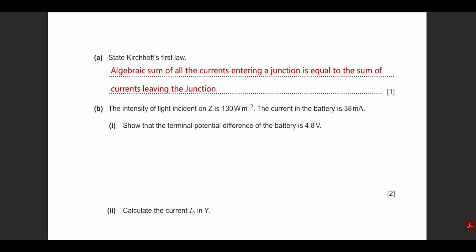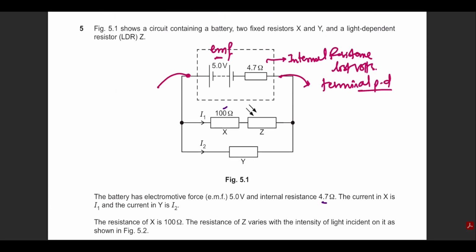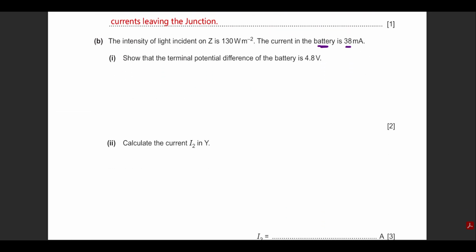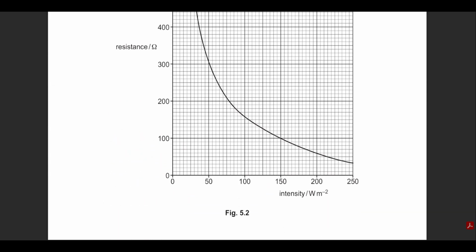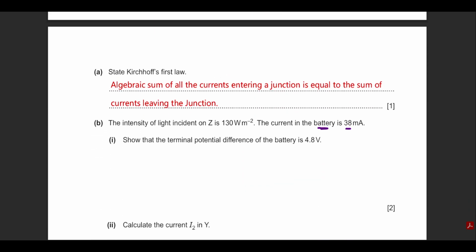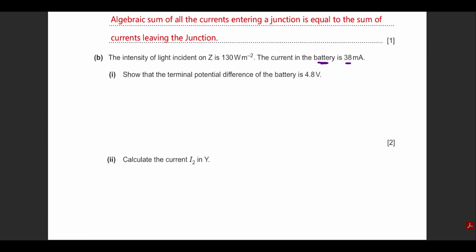It's the sum of all currents entering a junction is equal to the sum of all currents leaving the junction. The intensity of Z is 130, so the current in the battery is 38. That's the battery current, which means the current is coming from here. This is 38 milliamperes, and the light intensity is 130. So if you go back to the graph, 130 comes to this point, which is 2 boxes up, which is 120 ohms. So under these circumstances, the resistance of the component Z, or you can say RZ, is equal to 130 ohms. But let's move on.